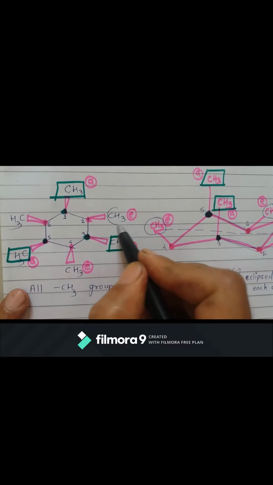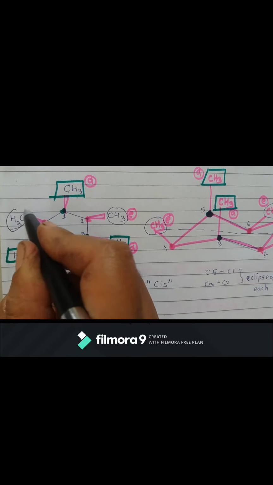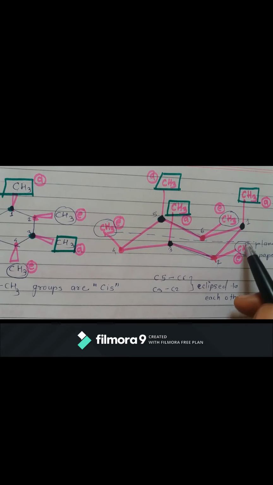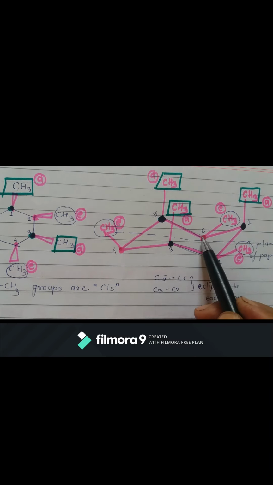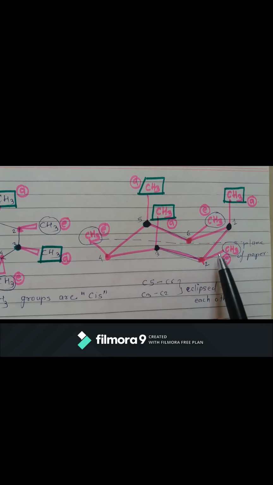So 2nd, 4th and 6th, they are equatorial. Here also the same, the 2nd position, 4th position and 6th position, they are equatorial to each other. So in this way you can draw the axial methyl groups on the cyclohexane system.